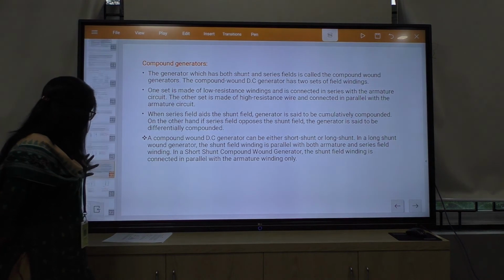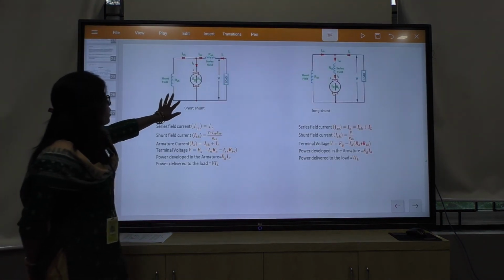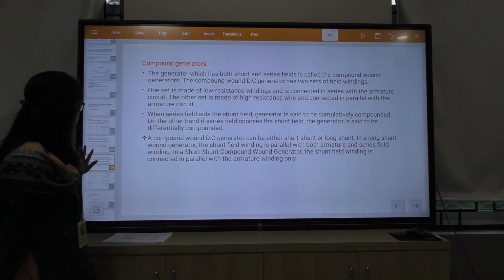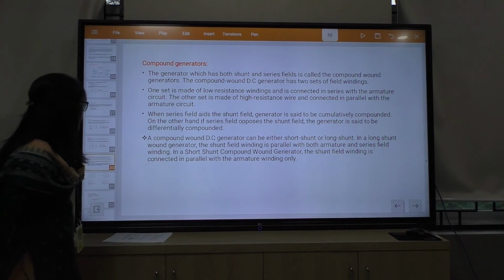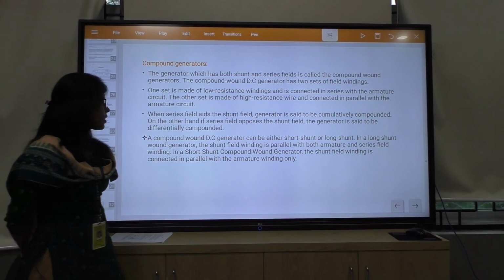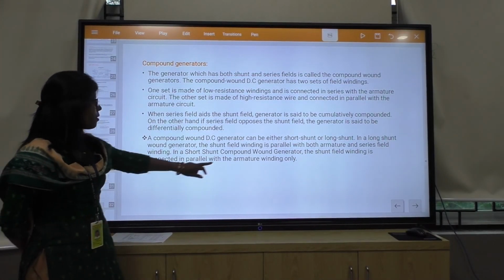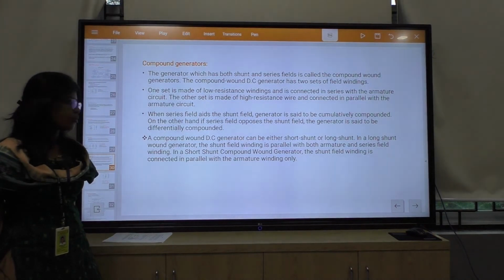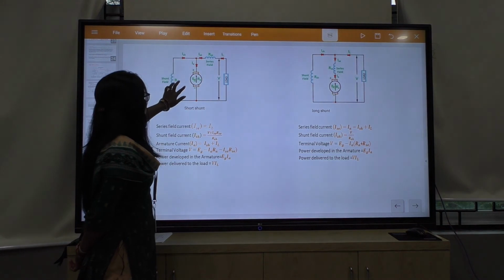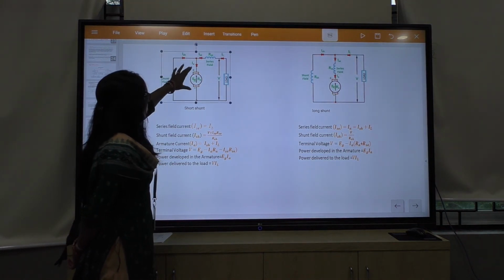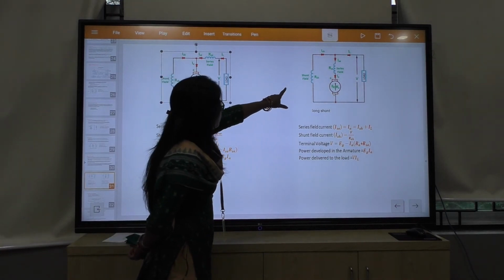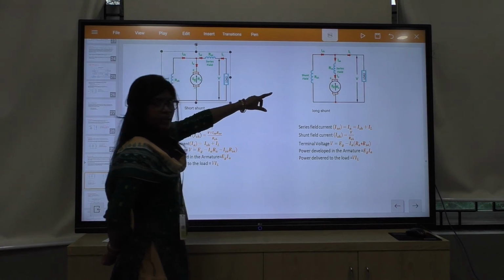This is the figure of the short shunt compound generator, and this is the long shunt compound generator. In the long shunt compound generator, the shunt field winding is parallel to both the armature and the series field winding, but in the short shunt compound generator, the shunt field winding is parallel with the armature winding only. Here in the figure, this is the short shunt winding, where the shunt field winding is parallel to only the armature winding, but in the long shunt figure, the shunt field winding is parallel to both the series field winding and the armature.